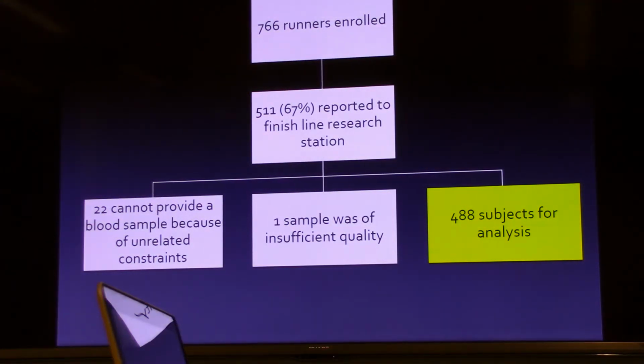So here's a chart of all the participants essentially. There were 766 runners enrolled, with about 2/3 of them reporting to the finish line research station. And of those subjects, we have a final number of 488 subjects that were actually available for analysis at the end.